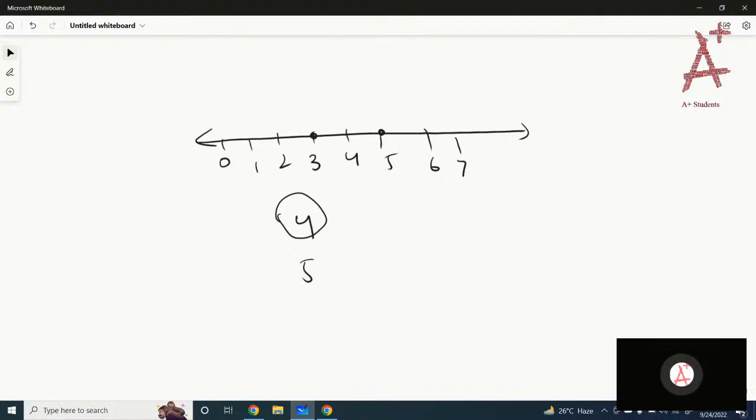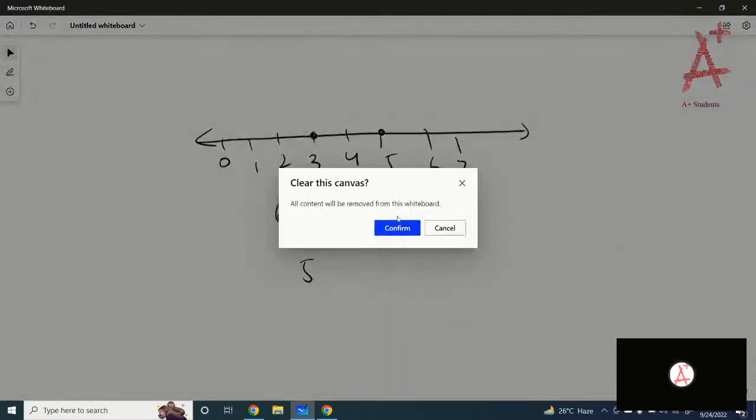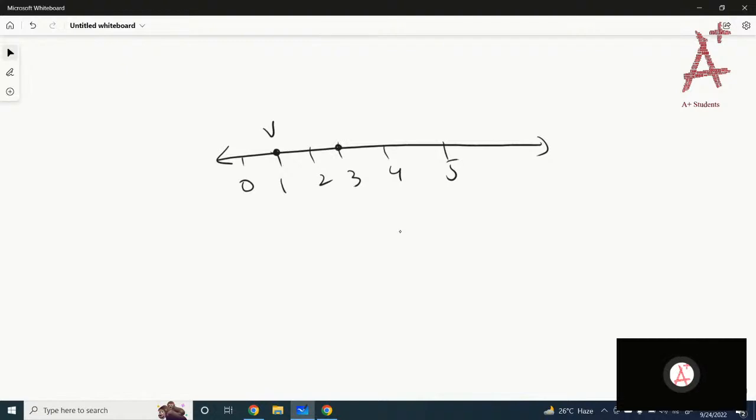Okay, the next one is what is the coordinate of the midpoint of VW. Zero, one, two, three, 4, 5. Okay, and here you have V and here you have W. So you are given two of the options and the options are 2 and 4. So which of the options is the correct one?